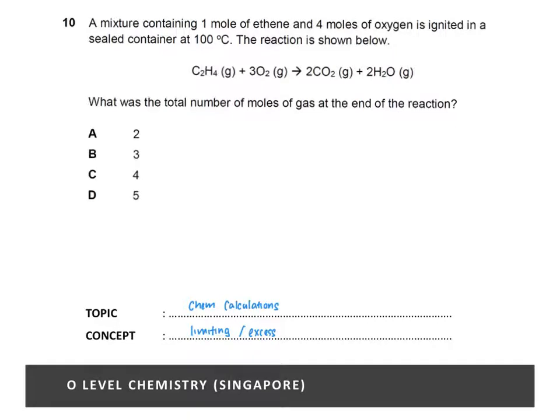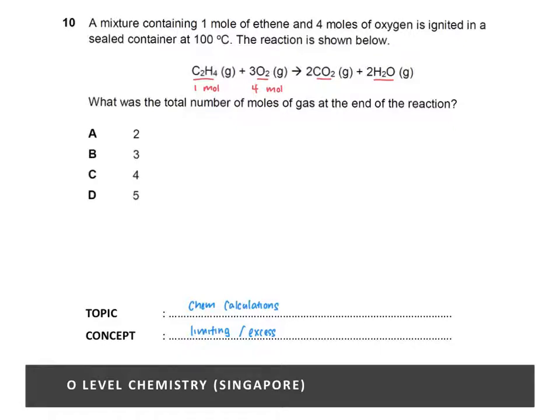This question is on the topic of chemical calculations. In this question, we are given a reaction where ethene, C2H4, is reacted with oxygen to produce carbon dioxide and water vapor. A feature of this question that you must take note of is that we are told that 1 mole of ethene reacts with 4 moles of oxygen.